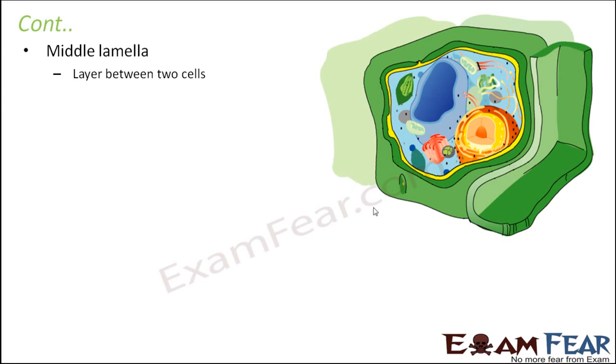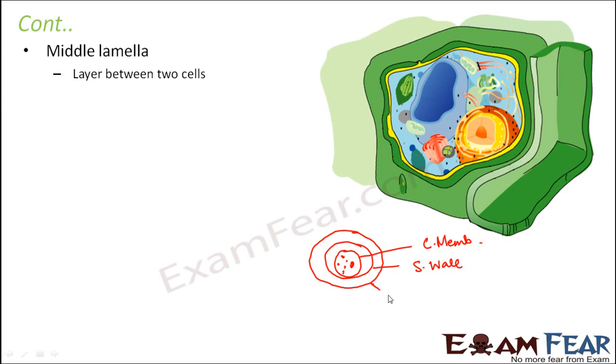So now, as I was explaining in the previous slide, if this is your cell, so this is your cell membrane. Outside the cell membrane, you have secondary cell wall. Outside the secondary cell wall, you have the primary cell wall. And now outside the primary cell wall, you have middle lamella. So this layer is middle lamella. So what will middle lamella do? It is a layer between two cells, because just beside this cell, there will be another cell.